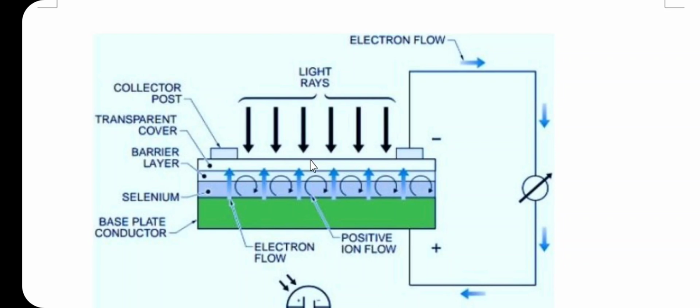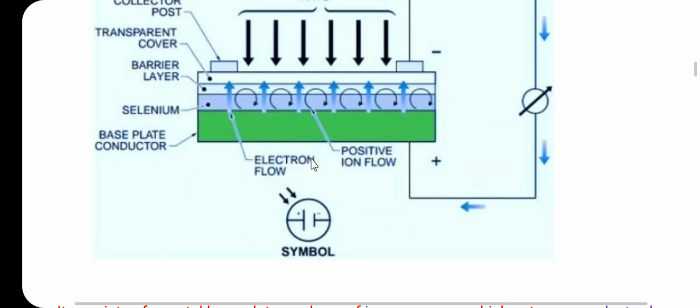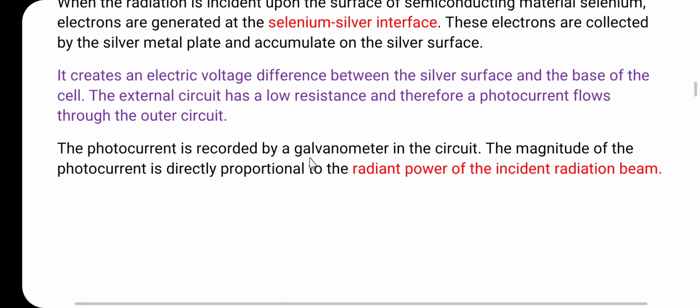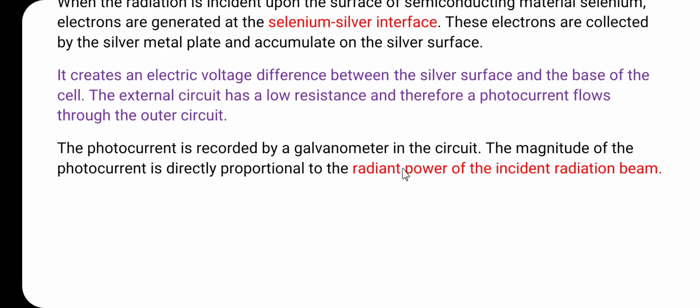So, what is important, this photovoltaic cell works without a battery. So, here photocurrent is recorded by the galvanometer in the circuit, and here the magnitude of the photocurrent is directly proportional to the radiant power of the incident radiation beam.